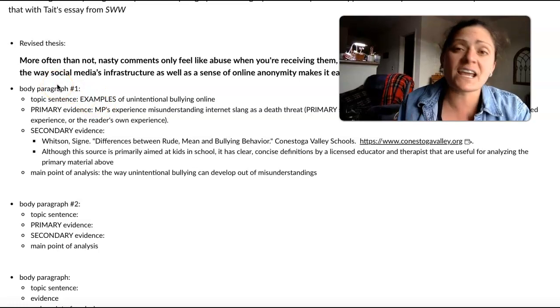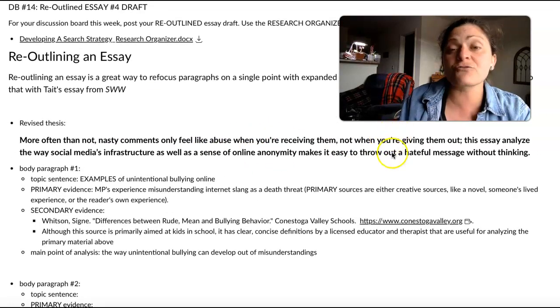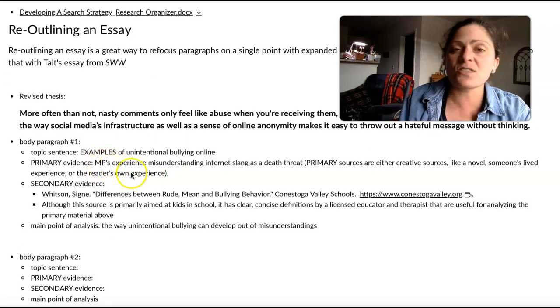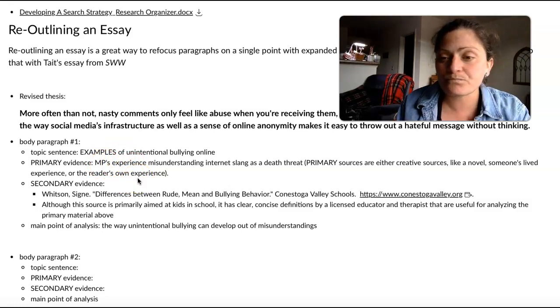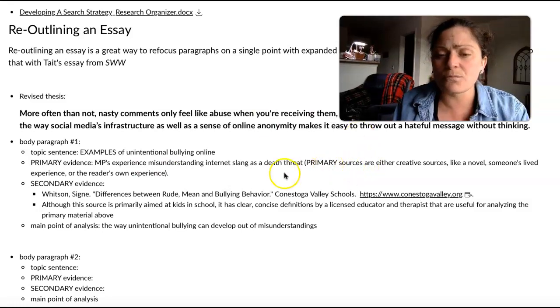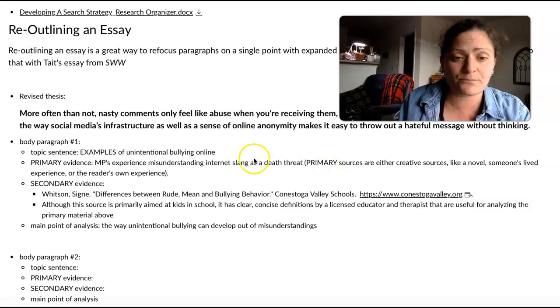So going back to Tate's essay, Tate's first body paragraph starts with examples of unintentional bullying online. And that ties into this first part of the thesis, right? And so the topic sentence is going to be about that. And the primary examples are from the writer's experience of misunderstanding internet slang, because a primary source is either a creative source like a novel, or someone's lived experience, or the writer's experience.